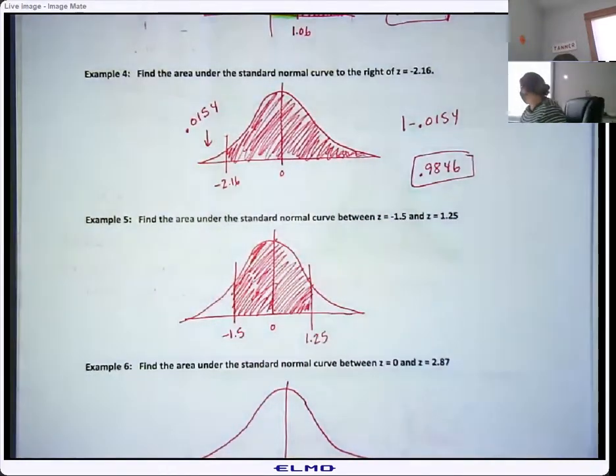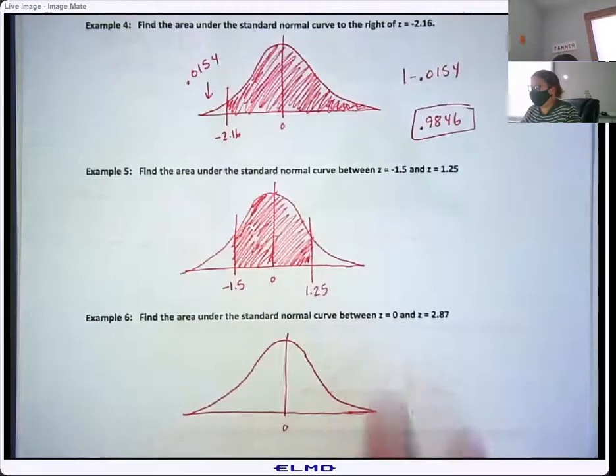Okay, so for this one, we're gonna try to find the area between negative 1.5 and positive 1.25. Anybody have an idea? How can we use this stuff that only tells us the area to the left to find the area between two things?